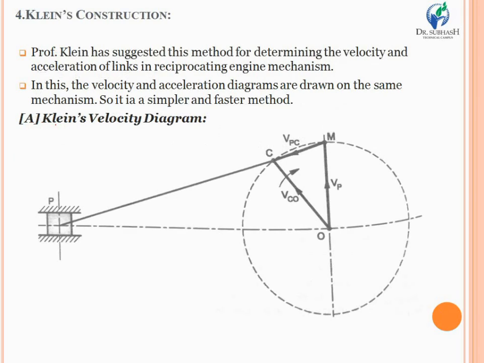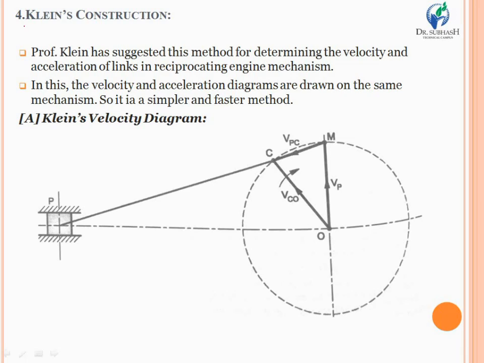After that, number 4, that is Klein's construction. Again, this is the method through which we can determine the velocity and acceleration of the various links assembled in various mechanisms. Basically, Klein's construction is a graphical method, suggested by Professor Klein for determining the velocity and acceleration of various links of a reciprocating engine mechanism.